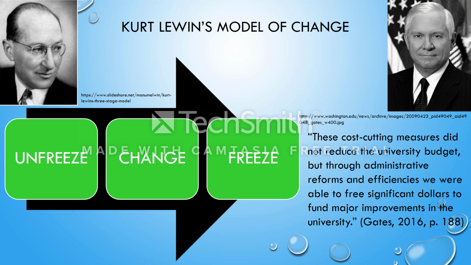Lewin's model satisfied the need for change, changing the way business is done. These cost-cutting measures did not reduce the university budget, but through administrative reforms and efficiencies, we were able to free significant dollars to fund major improvements in the university. Now that we've discussed how Gates utilized Lewin's model for change, let's take a look at how other models and theories compare.